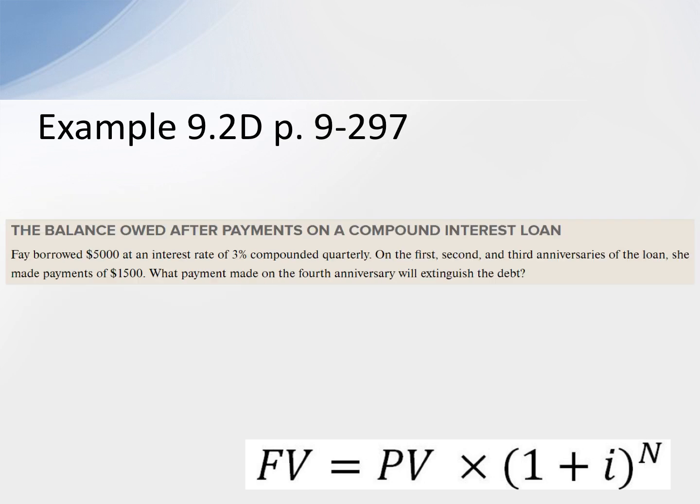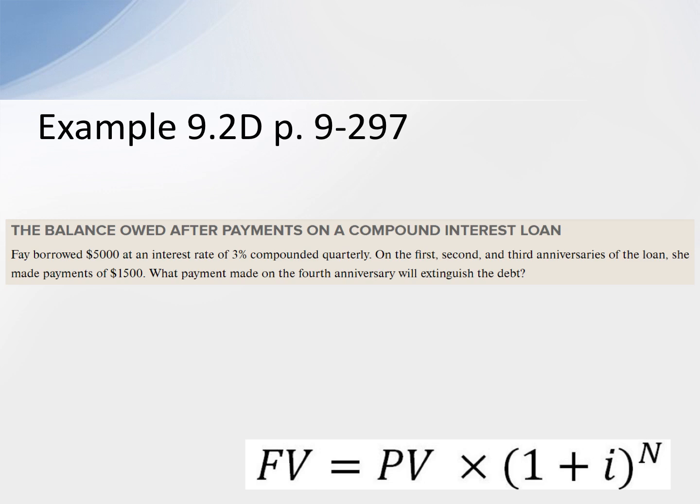In this question, we're going to be looking at the balance owed after payments on a compound interest loan. In this case, Faye borrowed $5,000 at an interest rate of 3% compounded quarterly. On the first, second, and third anniversaries of the loan, she made payments of $1,500, of course reducing what she still owed. So what payment made on that fourth anniversary will extinguish the debt? And extinguish simply means to have zero debt left, to pay off the loan.